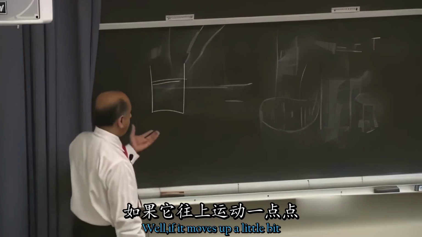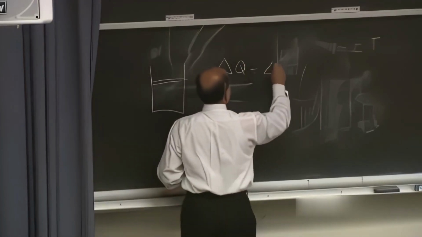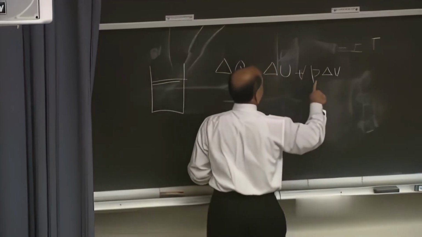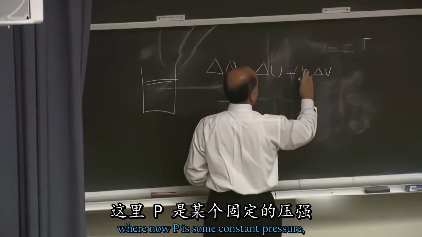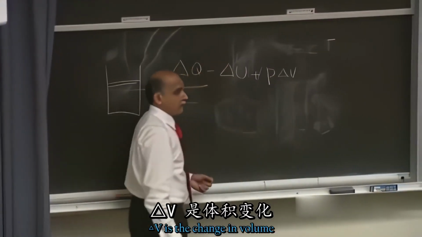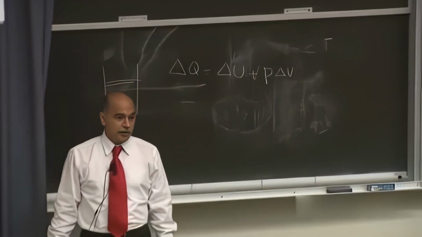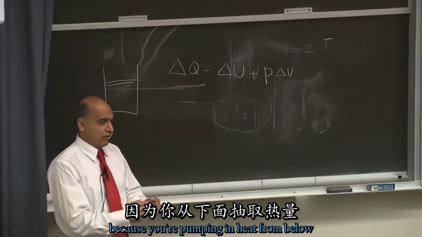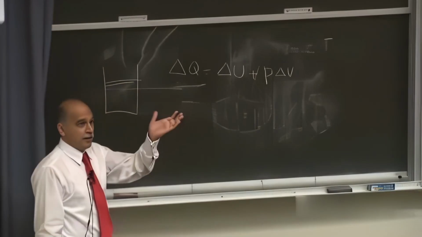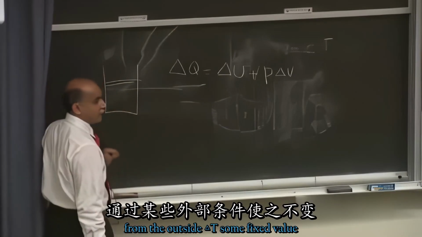Well, if it moves up a little bit, then the correct equation is the heat that you put in is the change in internal energy plus P times delta V, where now P is some constant pressure, say the atmospheric pressure, and delta V is the change in volume. So delta Q needed now will be more, because you're pumping in heat from below and you're losing energy above because you're letting the gas expand. Because you're letting the pressure be controlled from the outside at some fixed value.